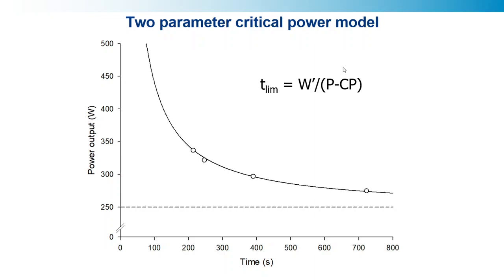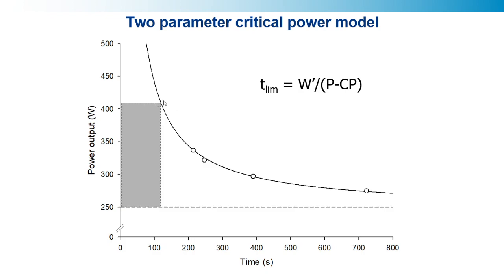If you're using it in running, obviously it's not power, it's speed, so that becomes S and CS rather than P and CP, and it'd be D prime for distance prime rather than work, but everything else is essentially the same. And of course the theory here is that you can use up a fixed amount of work above the critical power depending on what the power requirement is. That will dictate what the time to task failure is.